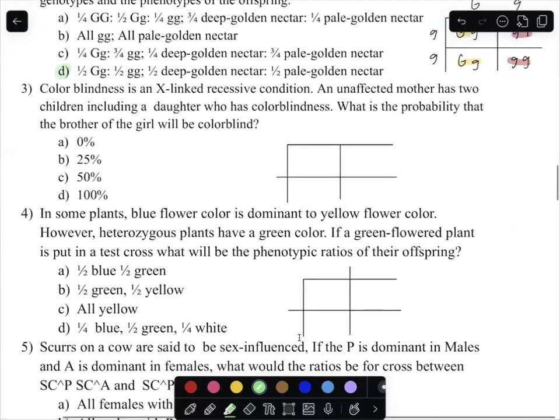Okay, color blindness is an X-linked recessive condition. An unaffected mother has two children, including a daughter who has color blindness. What is the probability that the brother of the girl will be colorblind? Okay, so we have the mother up here and the father right here. We know it's X-linked, so he has it. I'll just do A. And the mother is unaffected, but her daughter has color blindness, and it's a recessive condition, so she has to be a carrier. So put it on this one.